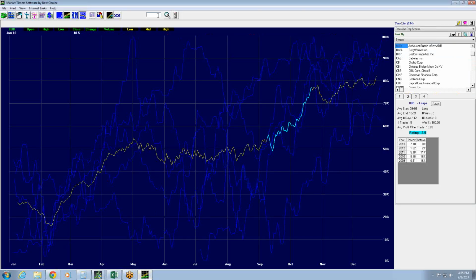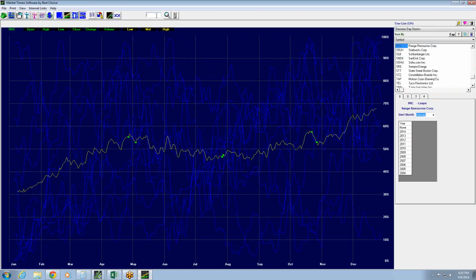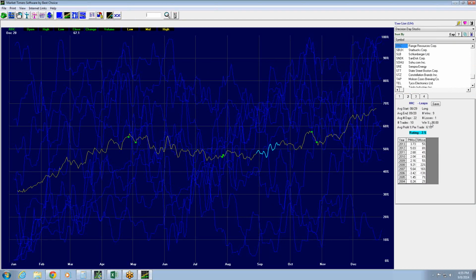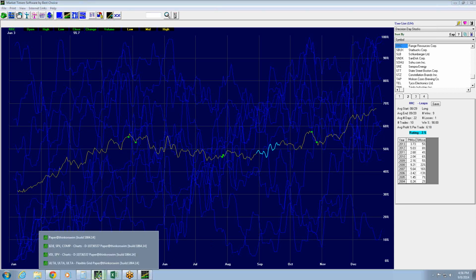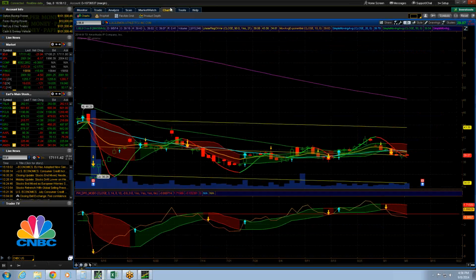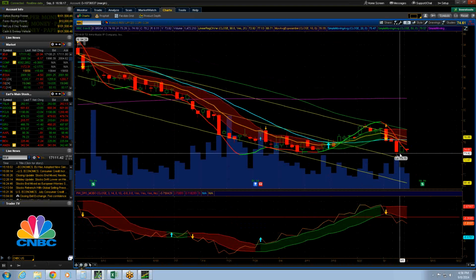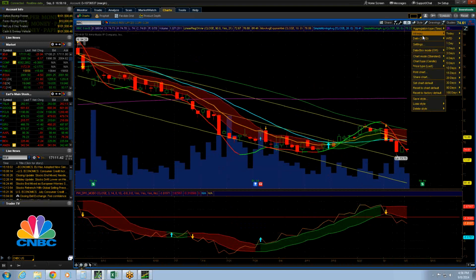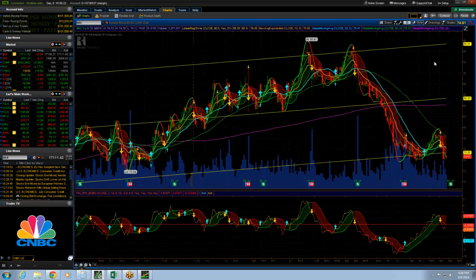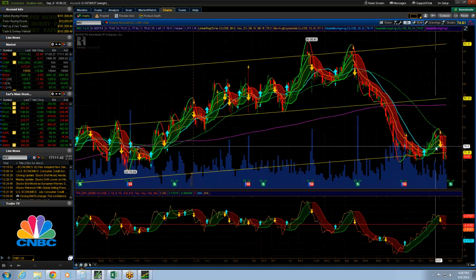RRC, Range Resources. RRC. 90% probability, good point movement, good historical movement. Also, I was looking at it, it's been on a downturn here. But it's just been beat up.